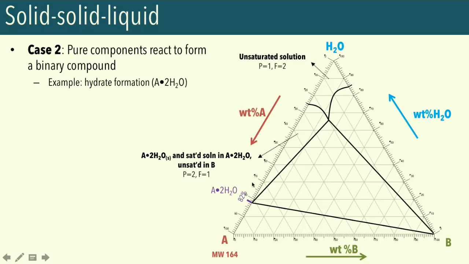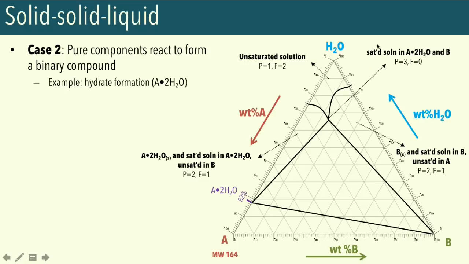Overall our solid here is going to be our hydrate, and it's going to be saturated in the hydrate and unsaturated in the other component B. The same analysis can also be done for the other region over here. We know that this is B solid, and we're saturated in B and unsaturated in A. This point over here represents when we have a saturated solution in A hydrate and B.